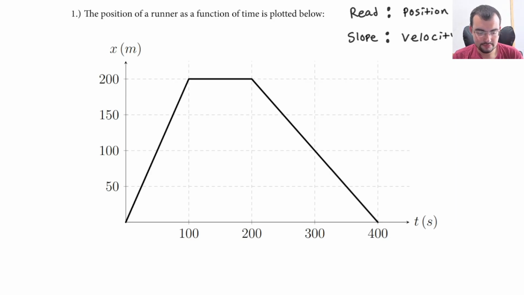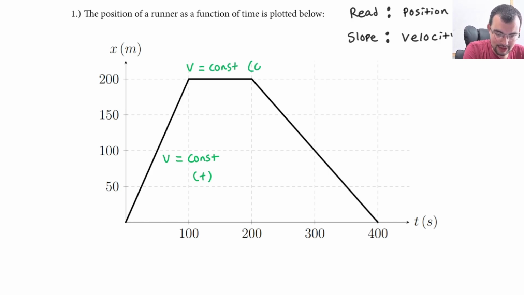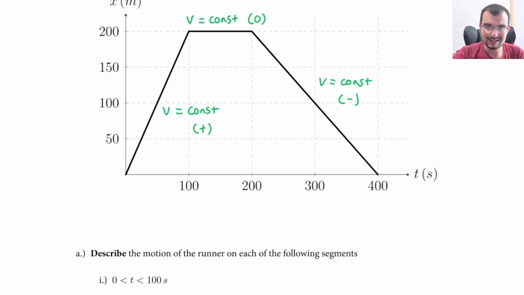So we see that we start with the position going up at a constant rate. Then the position is at a constant value for a little bit. And then the position decreases at a constant rate. So this is the velocity is constant and positive. Here, the velocity is constant and 0. And here, the velocity is constant and negative. Right? Because velocity is the slope of position.